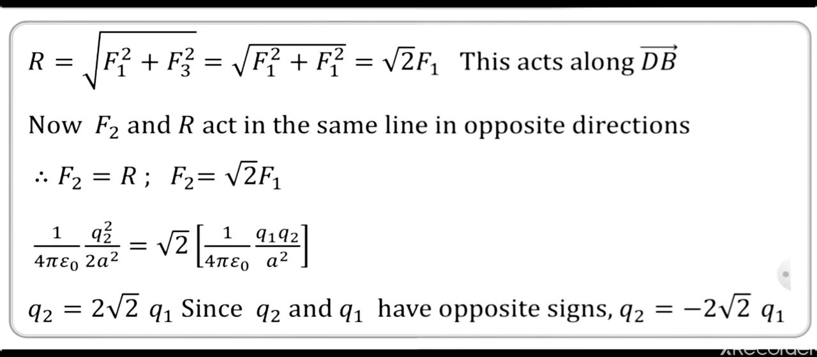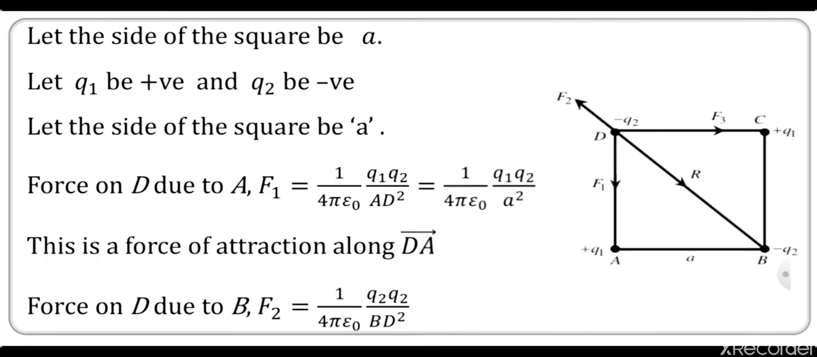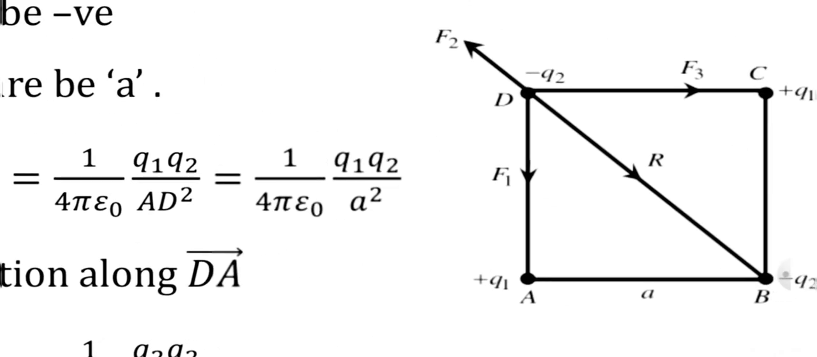So the resultant is root of F1 squared plus F3 squared. In the next step they wrote F3 as F1 because both are equal. So root 2 F1. So this acts along DB, means along the resultant. Now F2 and R act in the same line but in opposite directions. You can see in the picture, F2 and R both are acting along the same line but in opposite directions. Observe the picture, F2 and R are in opposite directions.